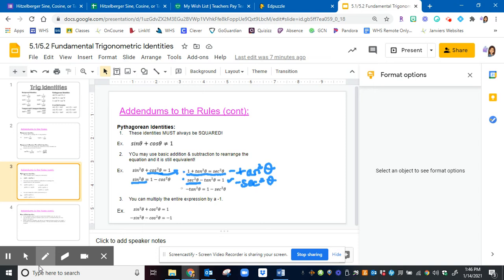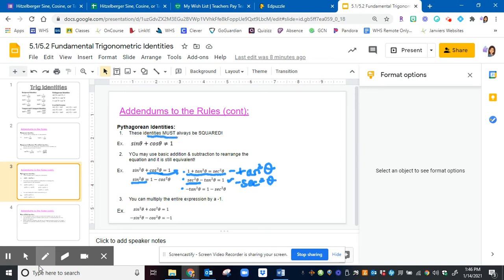All three of these identities are equivalent. They're just all in different forms. They're all exactly the same. There are so many different ways that you could write this. Technically, I could have tan squared by itself if I just wanted tan squared by itself. You could do that.